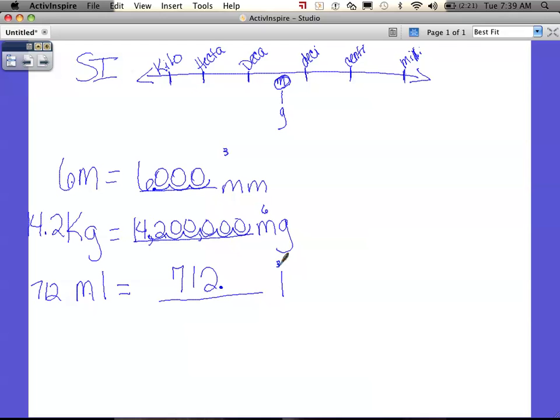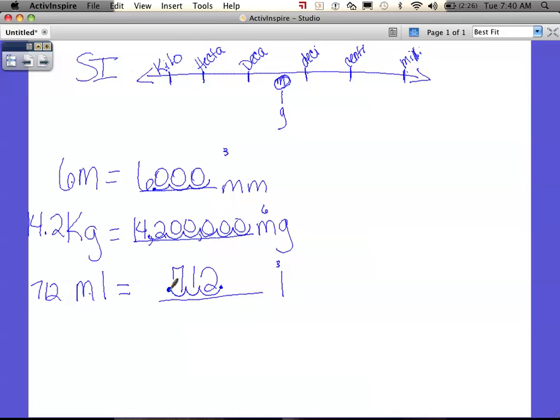In which direction am I moving it? To the left, because I'm going from here. My arrow points this direction. So 1, 2, 3. That gives me 0.712 liters. 712 milliliters is the same as 0.712 liters. I love the SI system because all we have to do is move the decimal.